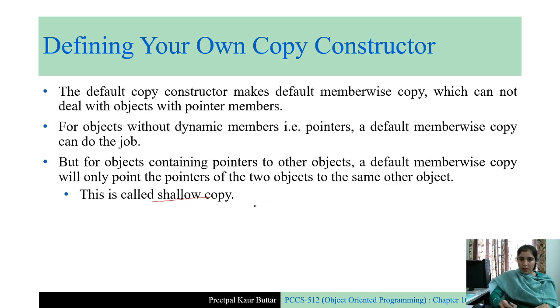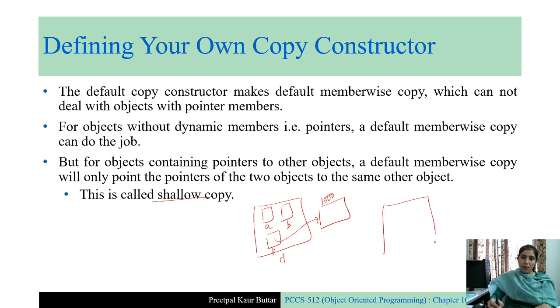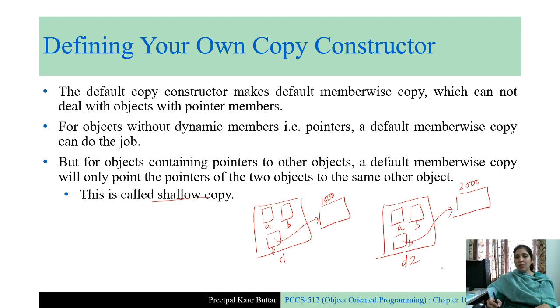Deep copy means, in the previous example, if this is A, B and P of D, and P is pointing to some memory location, then deep copy will make another object D2. It will also contain the same members A, B and P, but now P will not point to the same object. It will create its own object and point to this. This is called the deep copy, and this can be achieved by defining your own copy constructor.